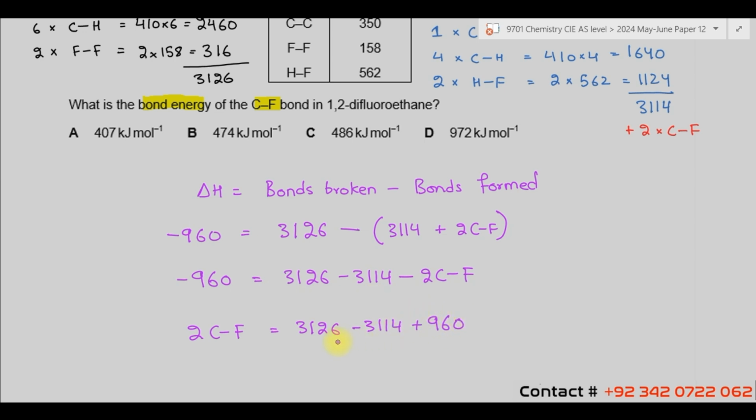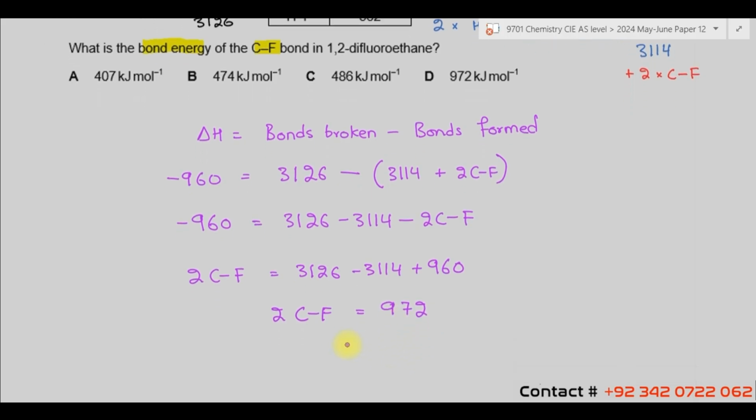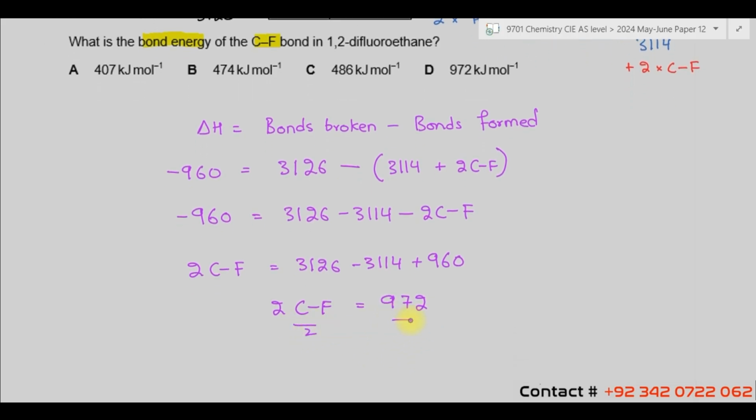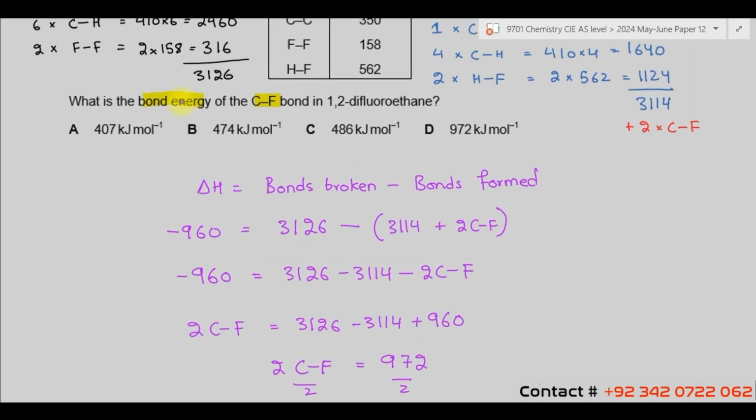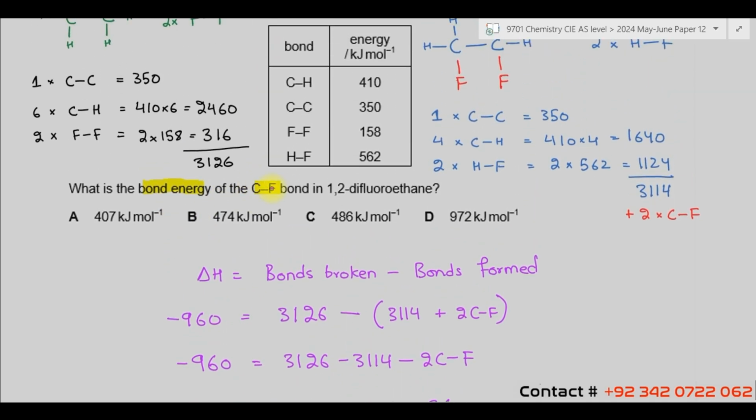Let's calculate this. So 2 CF bonds become equal to 972. Now we can divide this by 2 on both sides. So 1 carbon fluorine bond is equal to 486. So we had to find the bond energy of a single CF bond, which is 486.